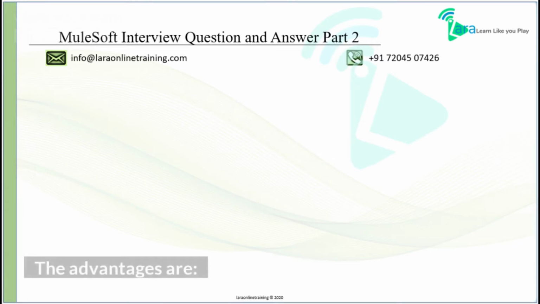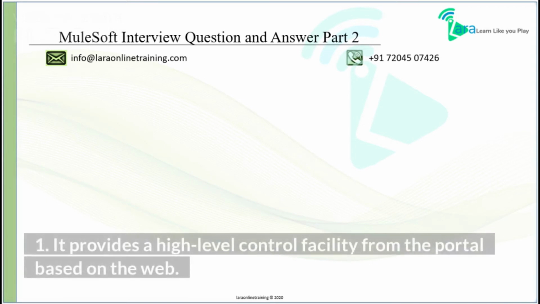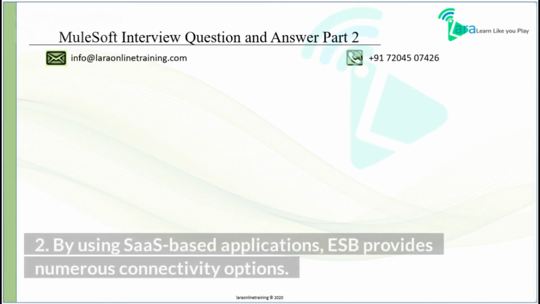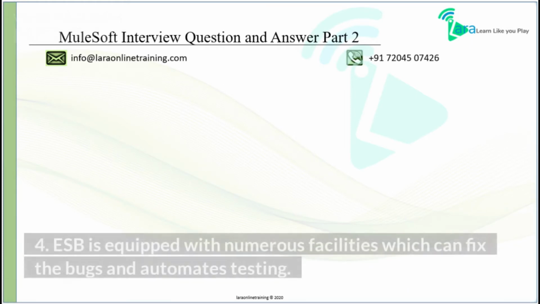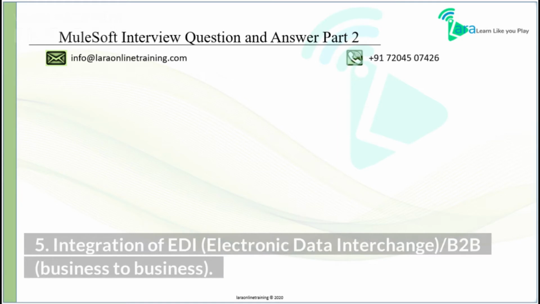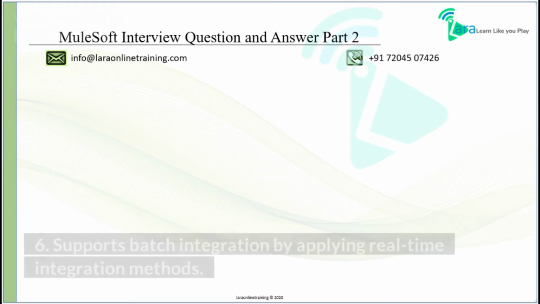6. What are the advantages of using ESB? Answer. The advantages are 1. It provides a high-level control facility from the portal based on the web. 2. By using SaaS-based applications, ESB provides numerous connectivity options. 3. ESB provides API and analytical management. 4. ESB is equipped with numerous facilities which can fix the bugs and automates testing. 5. Integration of EDI, electronic data interchange, B2B, business to business. 6. Supports batch integration by applying real-time integration methods.